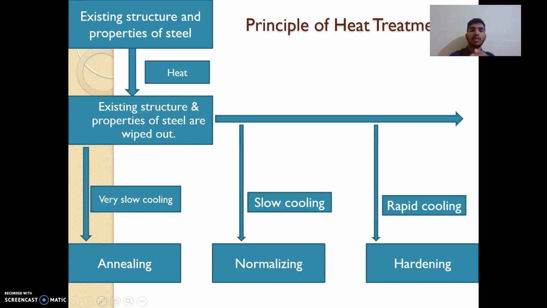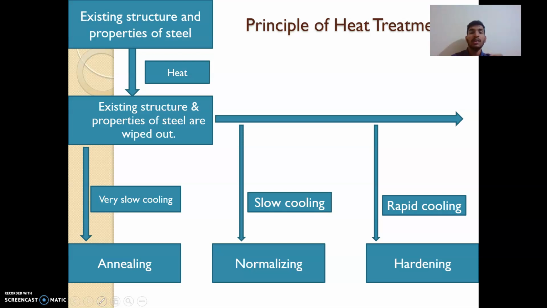If we take a metal and heat it up to a certain temperature, the existing properties will be wiped out. The cooling operation is done in 3 ways, and the other one is tempering, which I did not mention here because of no room. Annealing, normalizing, hardening and tempering. Very slow cooling is called annealing, slow cooling is called normalizing, and rapid cooling is called hardening. We will see some examples of these processes.